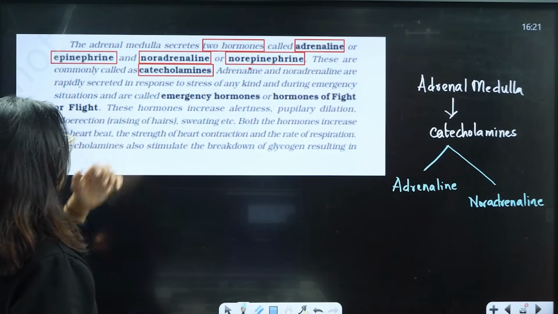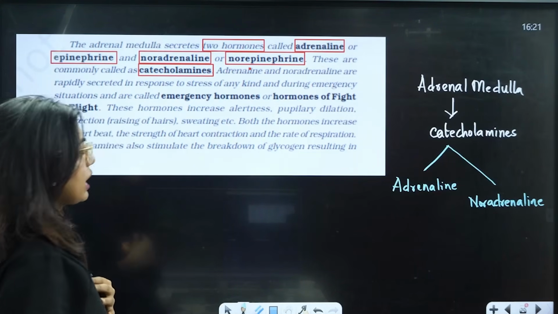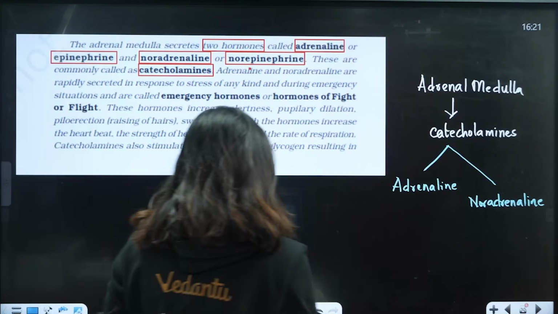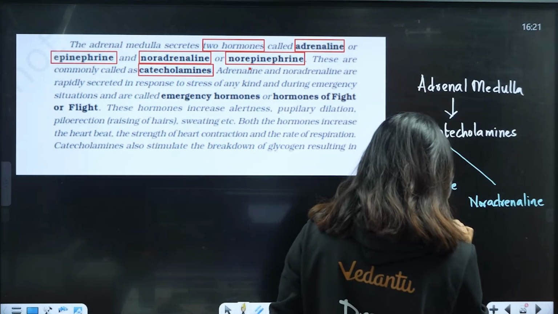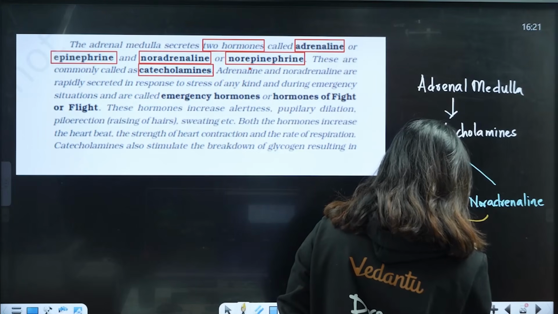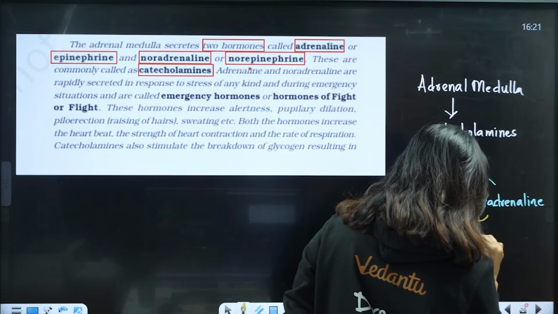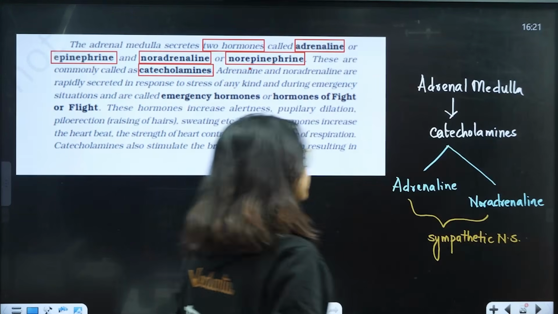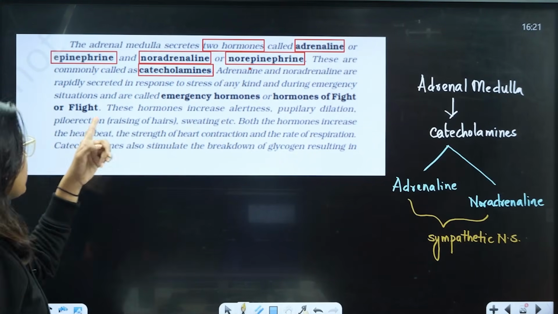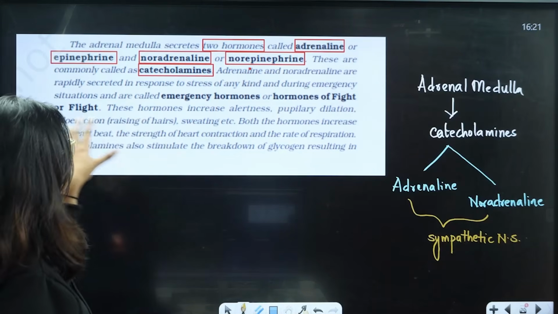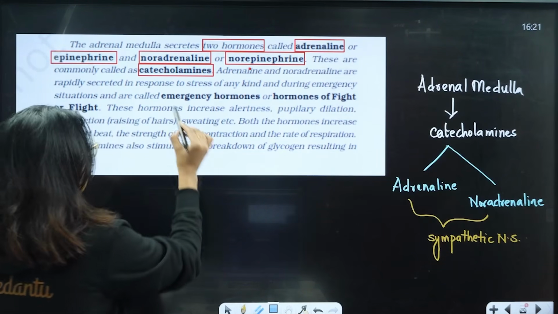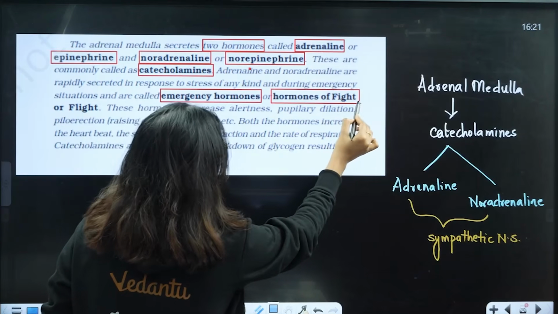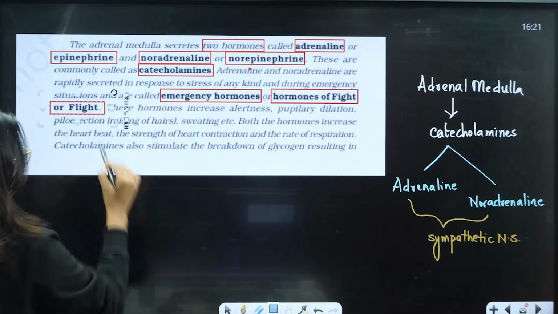Adrenaline and noradrenaline are rapidly secreted in response to stress of any kind, during an emergency. That means during a fight-or-flight situation, these two are going to be released. That is again part of the sympathetic nervous system. They are called emergency hormones or hormones of fight or flight.